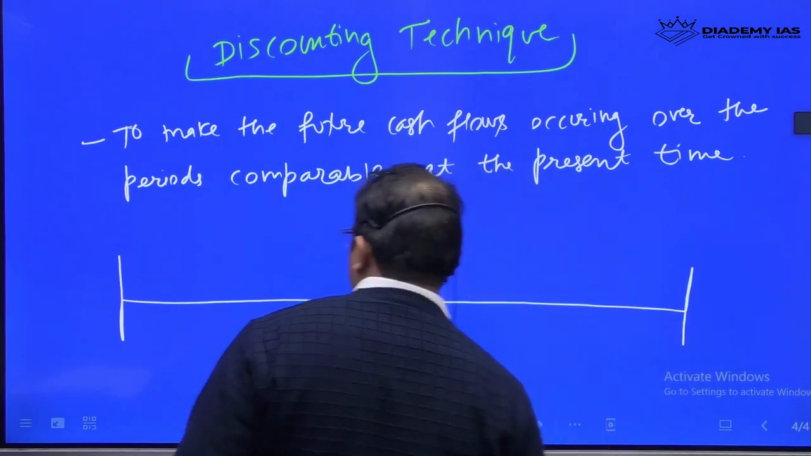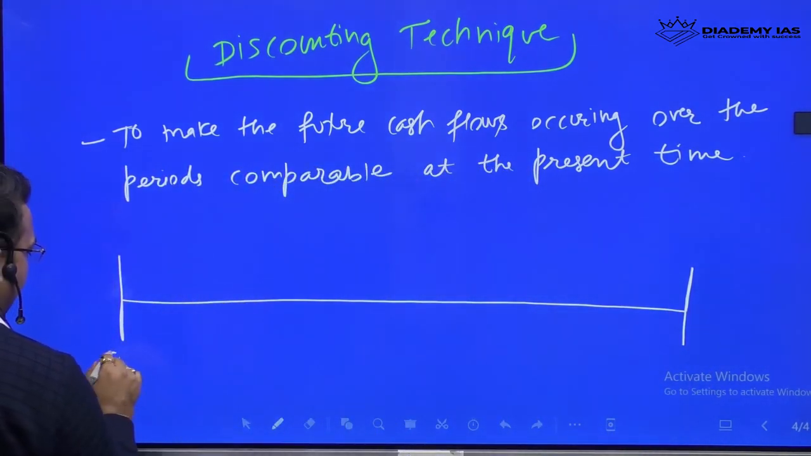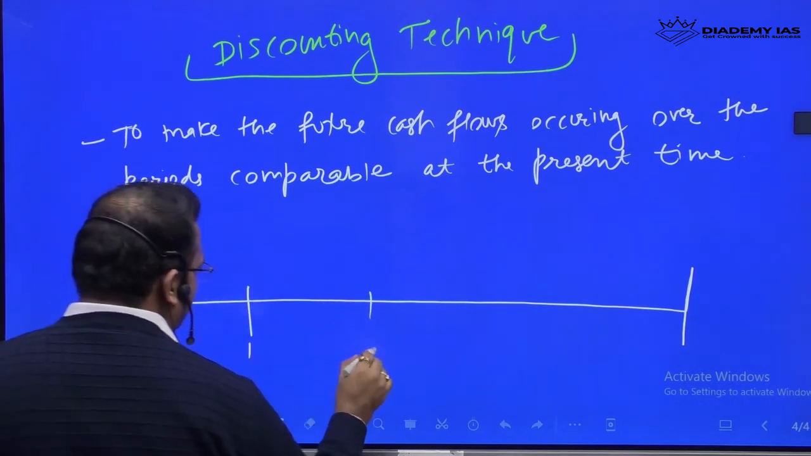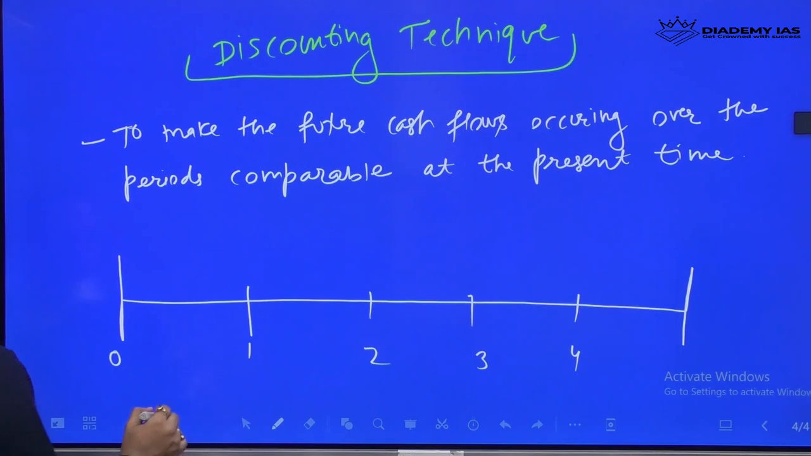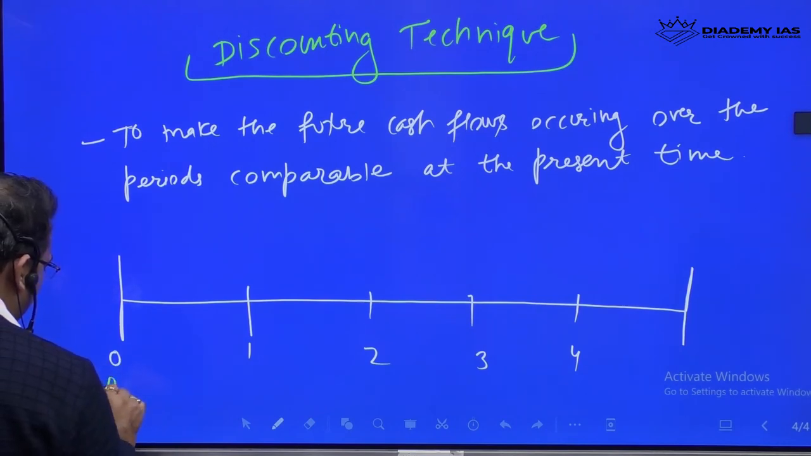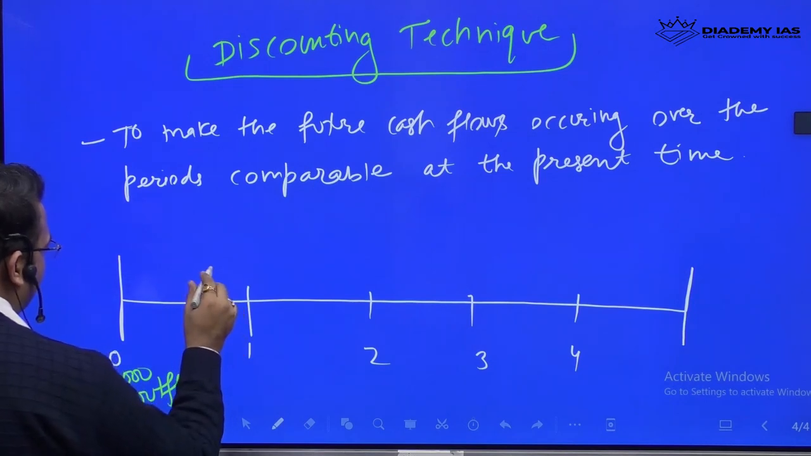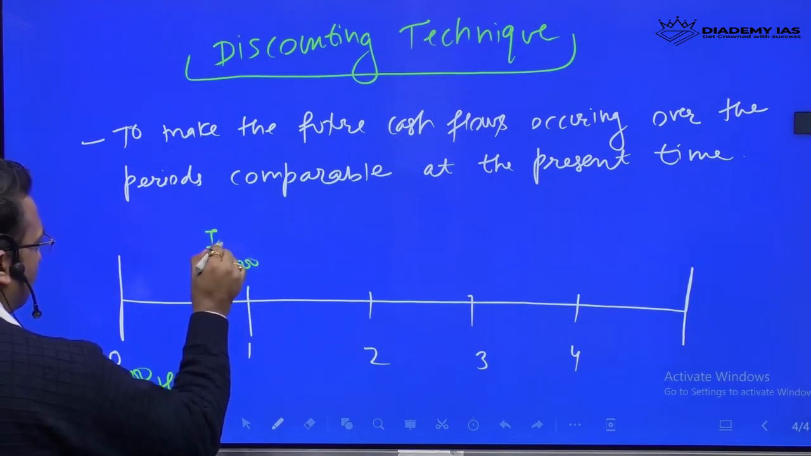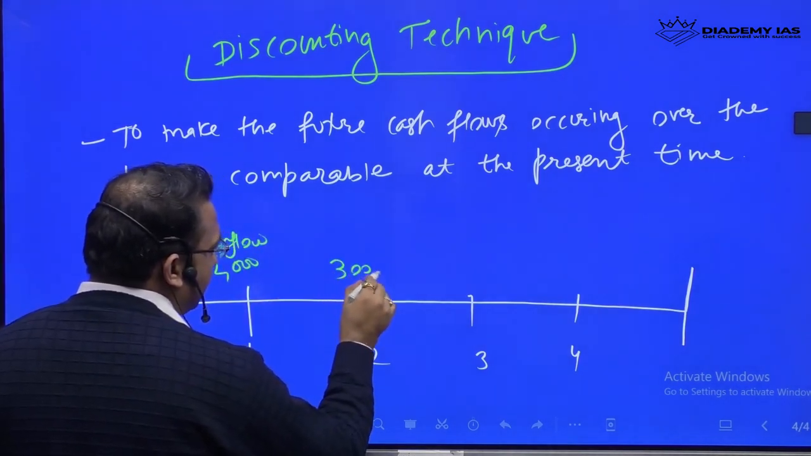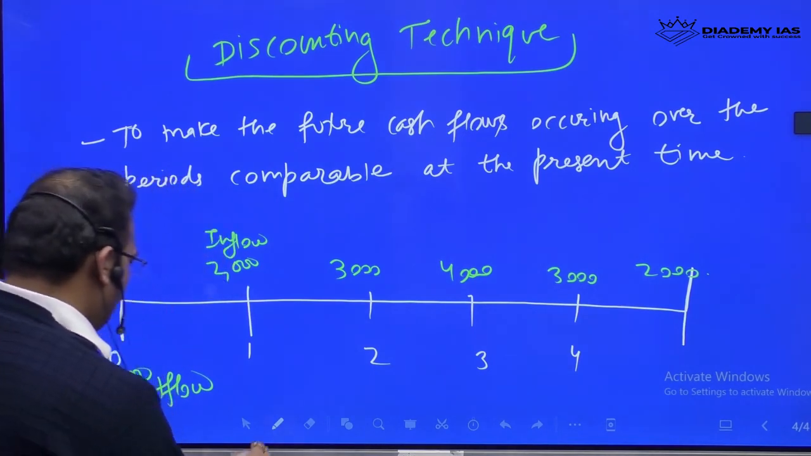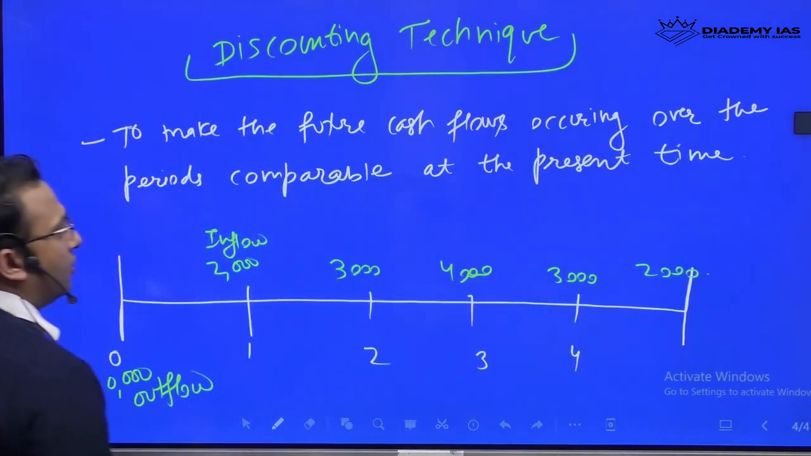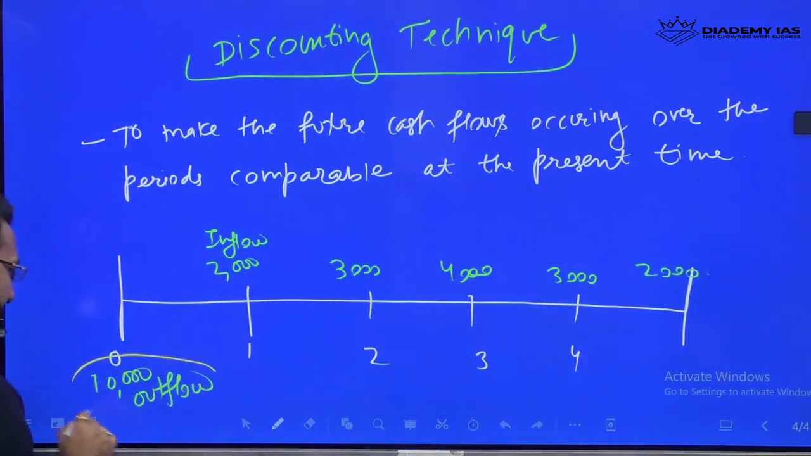So, suppose this is the timeline. This is time 0, 1, 2, 3, 4, and suppose on time 0 we are spending 10,000 rupees, it is a cash outflow, and on year end 1 we are having 2,000 cash inflow, 3,000, 4,000, 3,000, 2,000. It can be any figure, right? I am taking any random figure. So, in this case, this happened today, that means the value of the today amount is more than the value of the future. Okay.